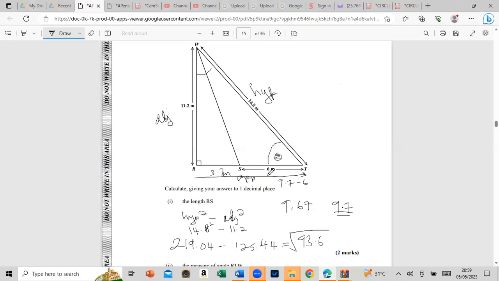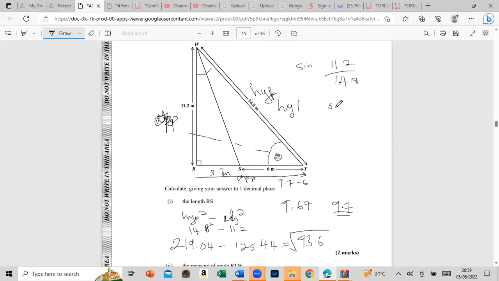Alright, let's go. How we can look at this, we can use the trig ratio. Since we are looking from this angle, this will be our opposite side in this case, and this is our hypotenuse. So all we have to do is say opposite over hypotenuse, that's sin. You have to know the trig ratios, alright? So it's 11.2 divided by 14.8.